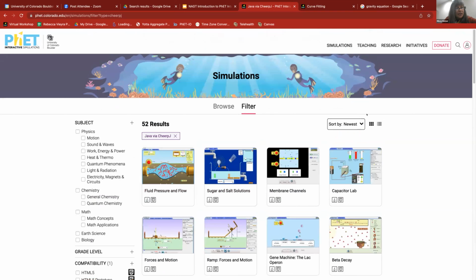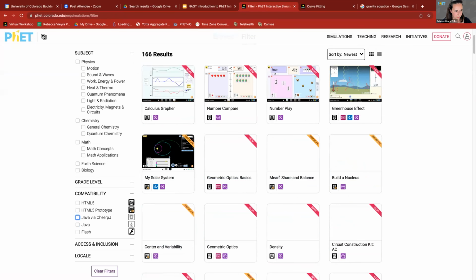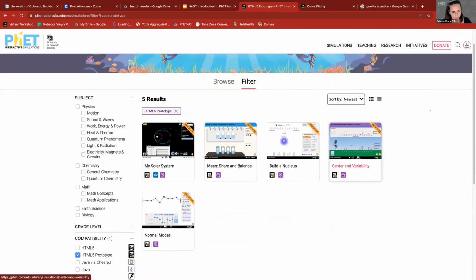So let's see, what new simulations do you have in the works? That's a great question. Honestly, a lot of it's in mathematics, because that's where a lot of the funding is right now. Even if you look at what we call our prototypes, you'll notice some are elementary-level mathematics, like center and variability, mean, share, and balance. It's kind of all over the place.